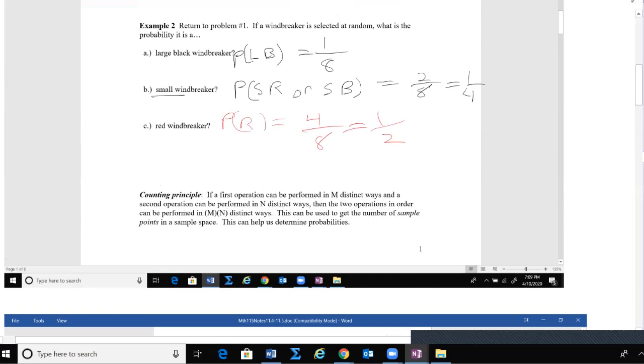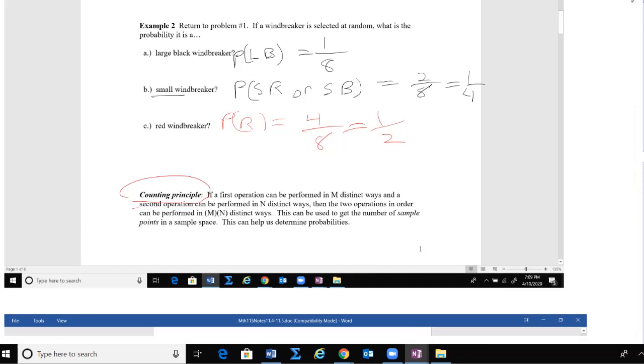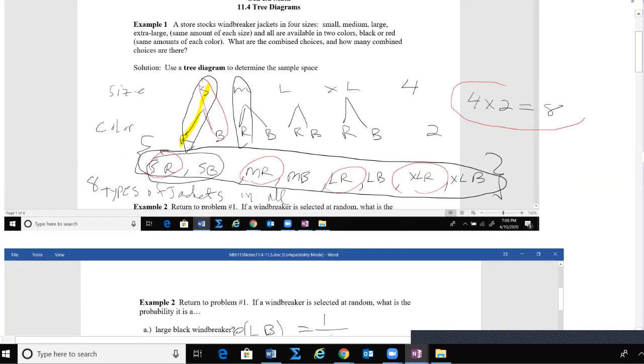Okay. Now I used something up on top here, which is better known as the counting principle. And that is, if one operation can be done m ways, and a second operation to be followed can be done in n ways, then if you put them together, you can do the 2 operations in succession. First one or the second one doesn't matter, but you can do it in m times n different ways. So we can use this to count the number of items in a sample space, and that'll help us with probability. So we did that up here, and that's where I got that 8 here.